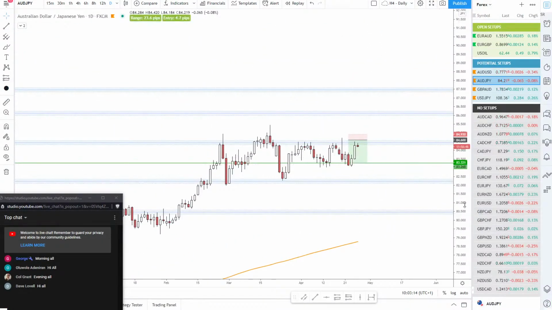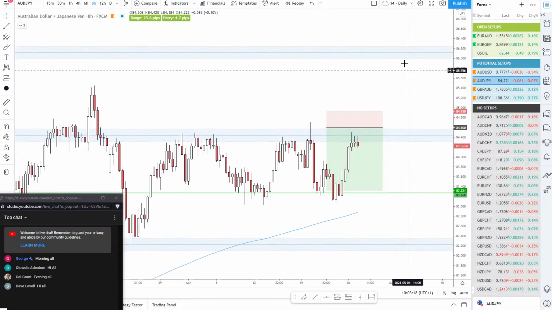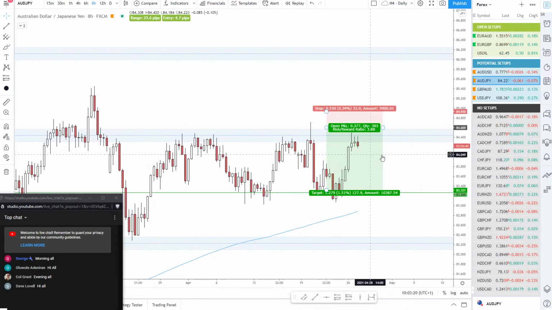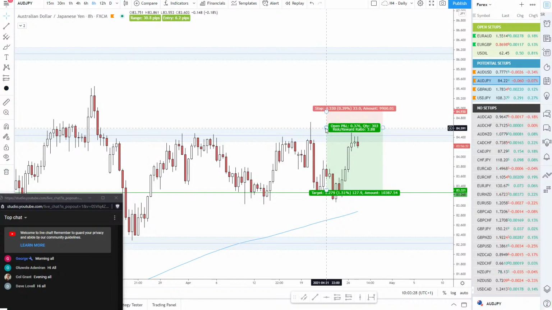Similar scenario with AUDJPY as in the alternate entry. But this one has actually given us indecision. So you could technically enter based on the indecision candle that has formed. I'm not going to do that yet. I'm going to wait for my entry to trigger up here.